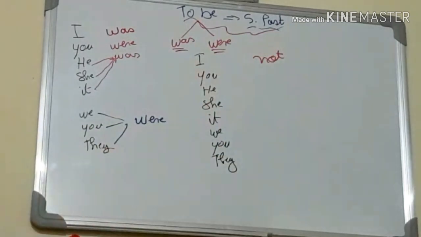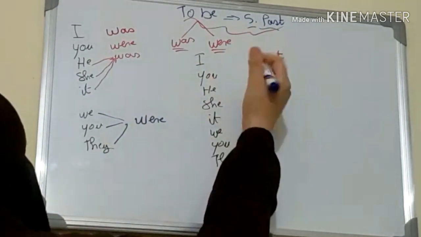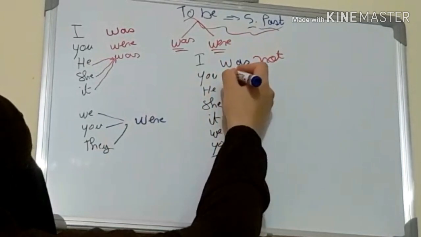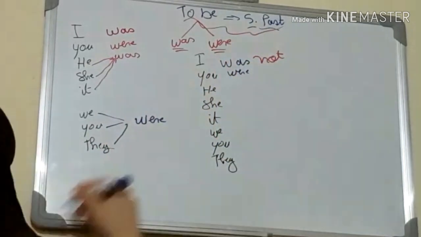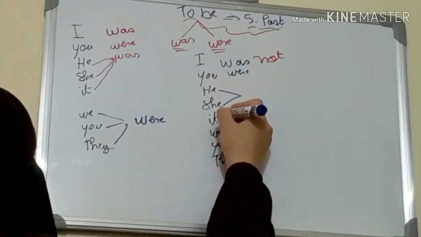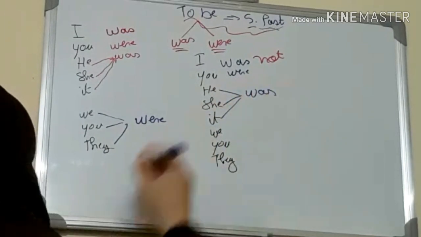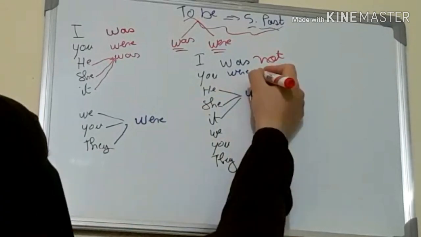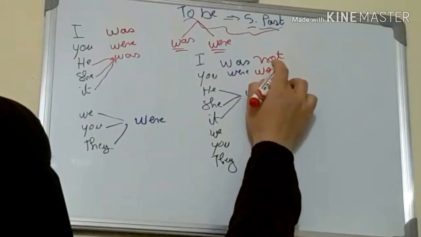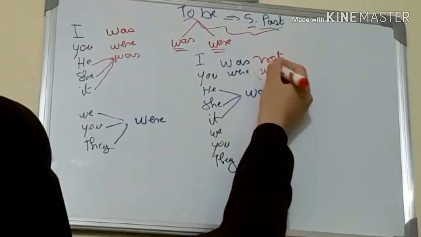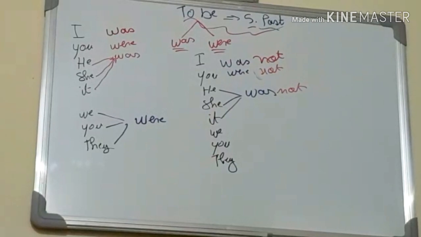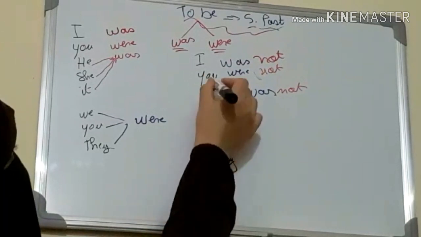And here we have to add the verb. خاصنا نزيدو الفيرب اللي هو was. So I was not. You were not. He, she, it was not. And here we need were, sorry, we need not, and here not, and for we, you, they, it is word like this you.